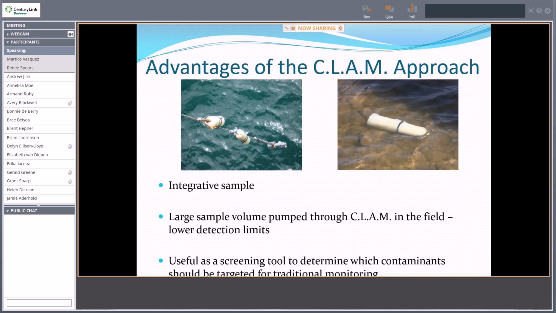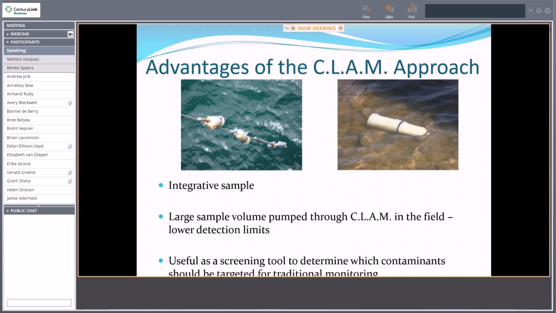Some of the advantages of using a CLAM approach is that, as I mentioned, it results in a time-weighted average concentration, so it's an integrative sampling device. You put it out there over a time period, and you're going to be sampling whatever's coming through over that time course. One of the main advantages is that you're pumping a large sample volume through this, which ultimately is going to get you a lower detection limit. If you pump 40 liters of water through this, that's 40 times more sample than you would be getting if you just submit a 1 liter grab sample. And then you have the mass collected over that whole time period, so that's giving you that integrated sample.